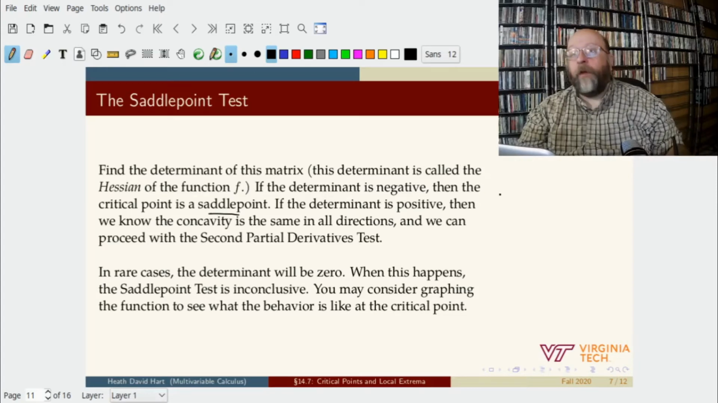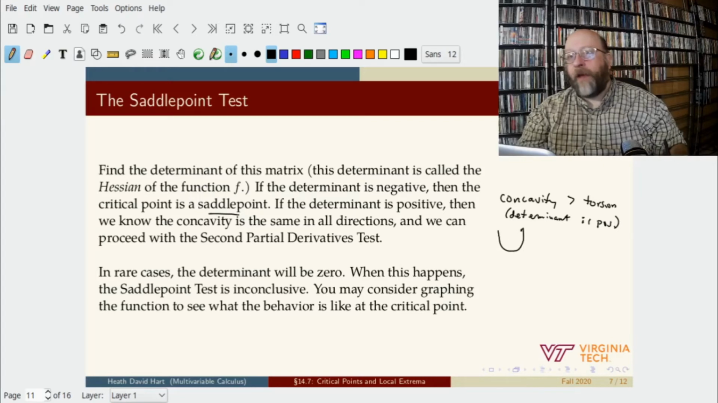So if the concavity beats the torsion, in other words, the determinant is positive, then we have a shape where it's concave up all the way around, or concave down, but it's concave down all the way around.